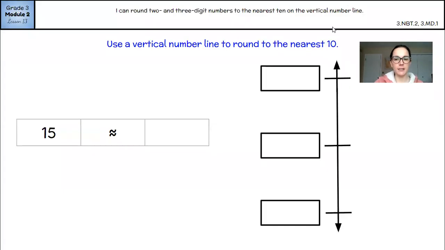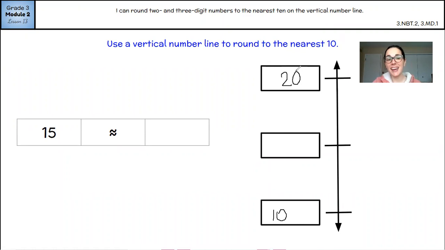Okay, let's try the number 15. If I'm counting by tens, 0, 10, 20. Yes, 15 comes between 10 and 20. And it's actually the halfway point because look at the ones place. It ends in a 5. Half of 10 is 5. And when we're counting from 10 to 20, 15 is halfway. So let's remember the rule. 5 through 9 climbs the vine. If it's at the halfway point or higher, it rounds up. So 15 rounds to 20.